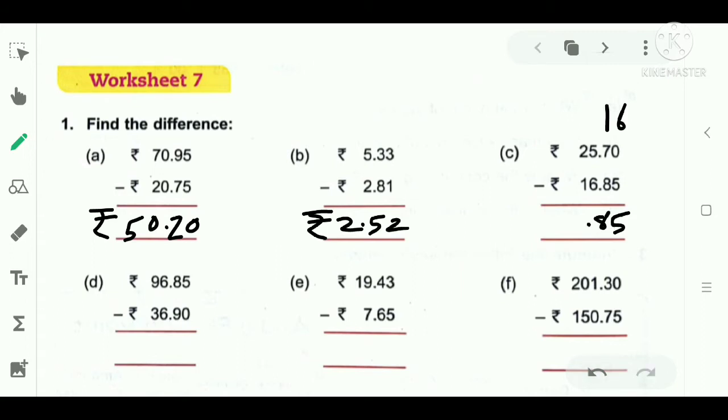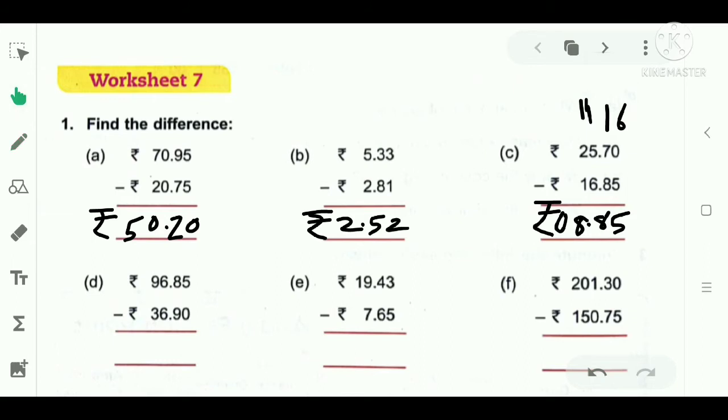Then point. Now students, here 4 left. So we can't subtract 6 from 4. So take borrow from 2. So it becomes 14. So we will subtract 6 from 14. So 14 minus 6 is 8. Now students, 1 left here. 1 minus 1 is 0. So rupees 8 85 paise is the answer.